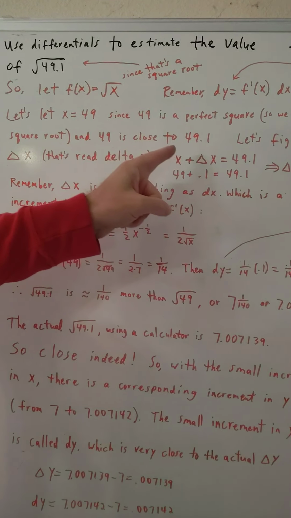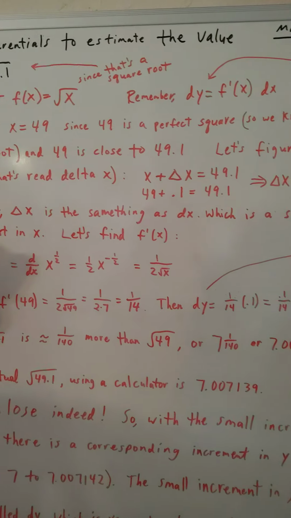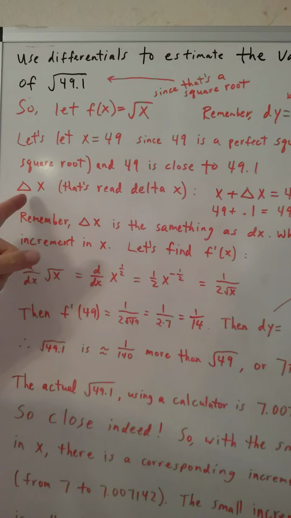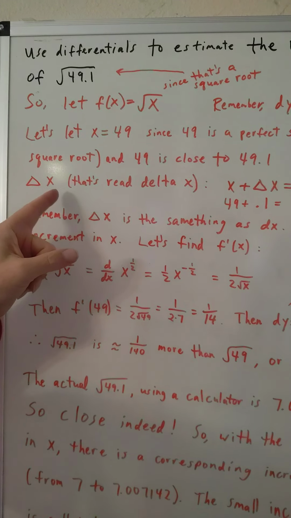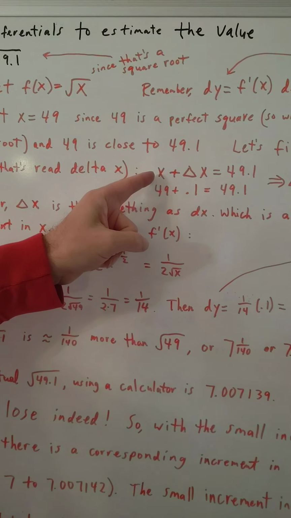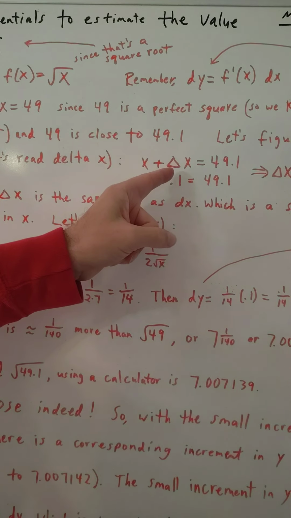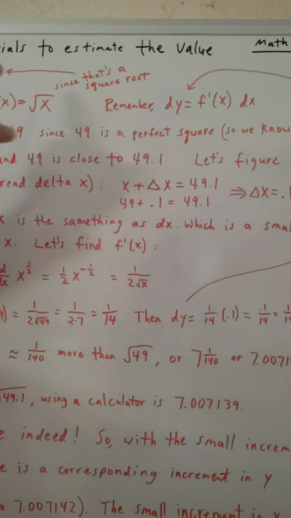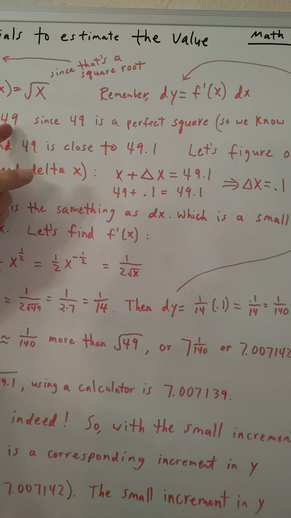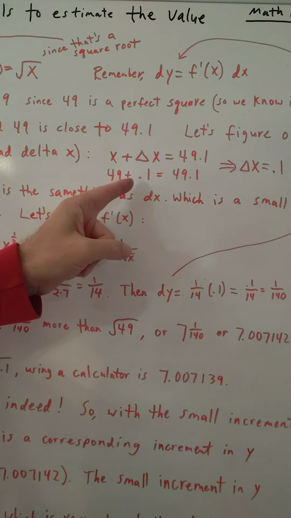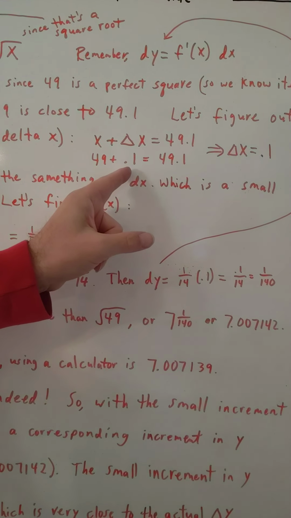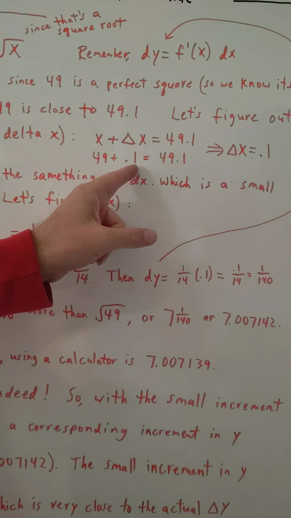Let's figure out delta x next, because that's part of the formula for dy. Delta x, a Greek letter, basically means the change of x. A good formula to use here is x plus delta x equals 49.1. x is always the good guy, the 49, the one that we know. So 49 plus delta x equals 49.1, and we can tell by observation that delta x is going to be 0.1.